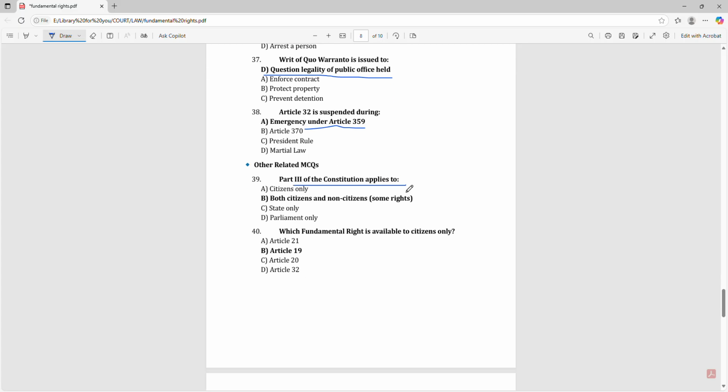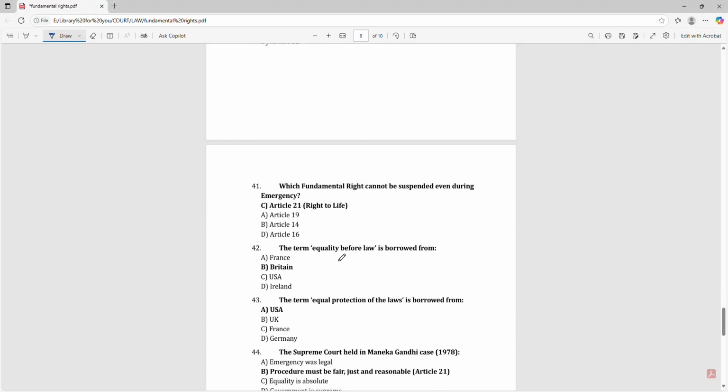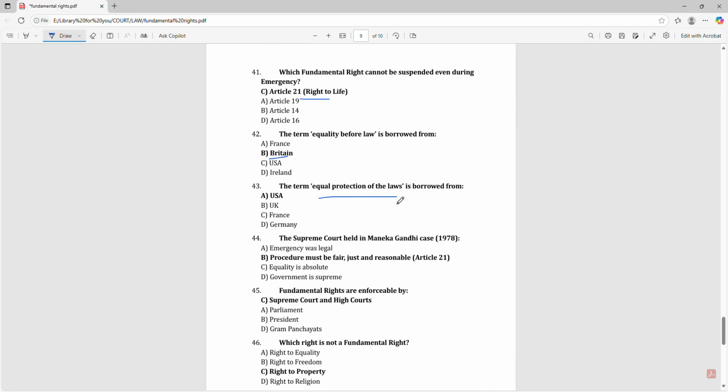Part 3 of the Constitution applies to both citizens and non-citizens. Which fundamental right is available to citizens only? Article 19. Which fundamental right cannot be suspended even during emergency? Article 21. The term equality before law is borrowed from Britain. The term equal protection of the law is borrowed from the USA. The Supreme Court held in the Maneka Gandhi case that procedure must be fair, just and reasonable.